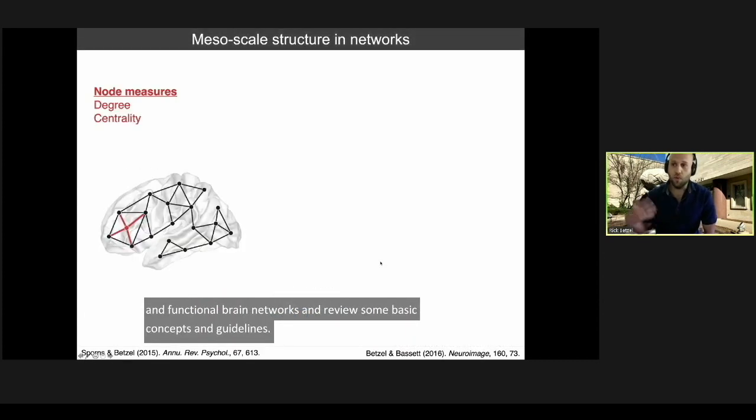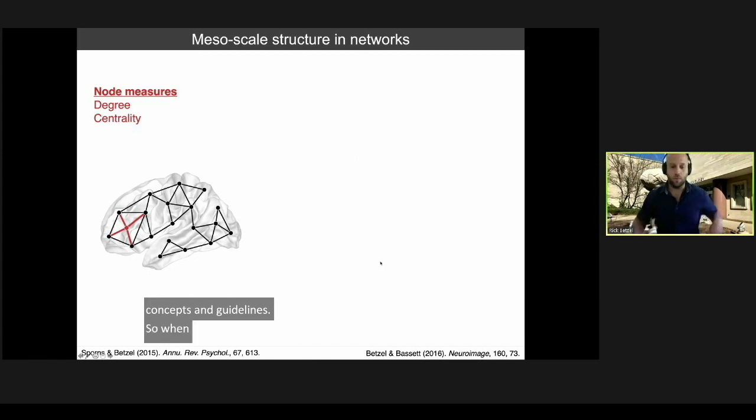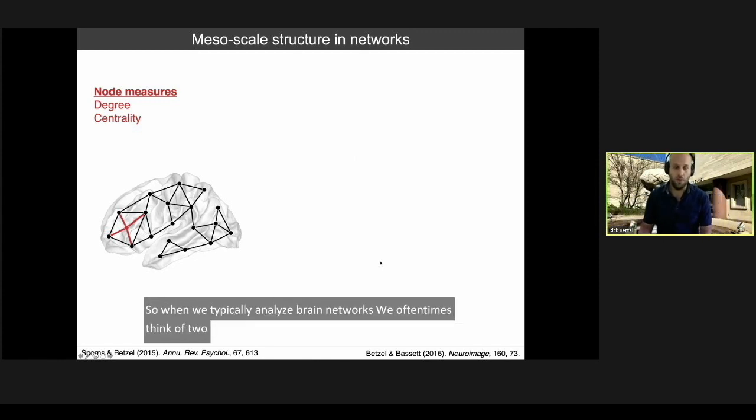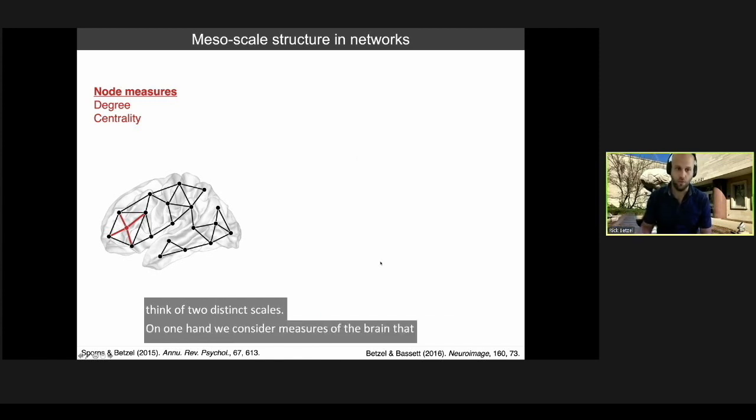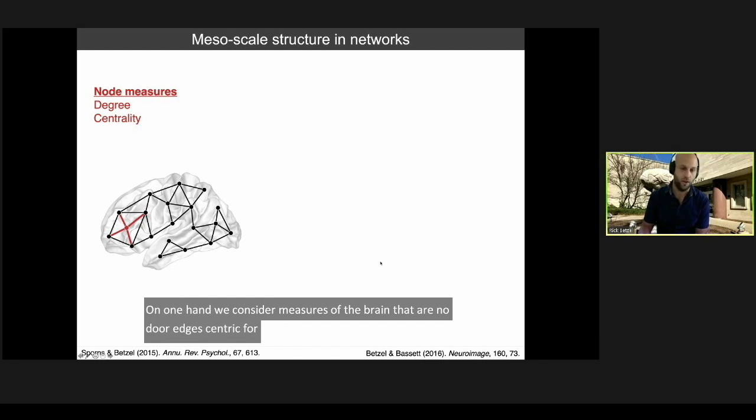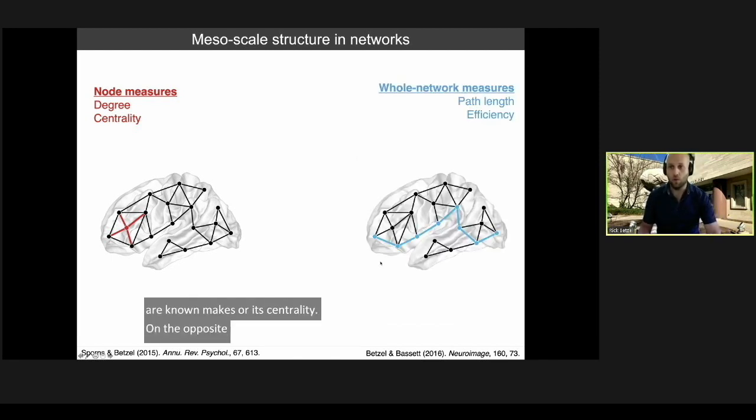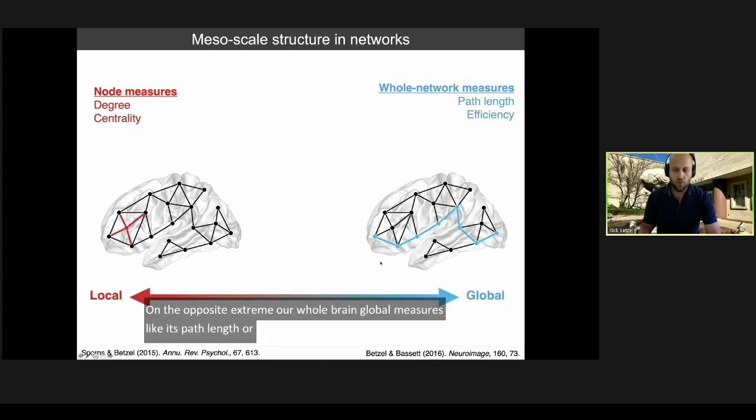So when we typically analyze brain networks, we oftentimes think of two distinct scales. On one hand, we consider measures of the brain that are node or edge-centric, for instance, the number of connections a node makes or its centrality. On the opposite extreme are whole brain global measures, like its path length or its efficiency. These two scales comprise a local and global scale, two extremes.